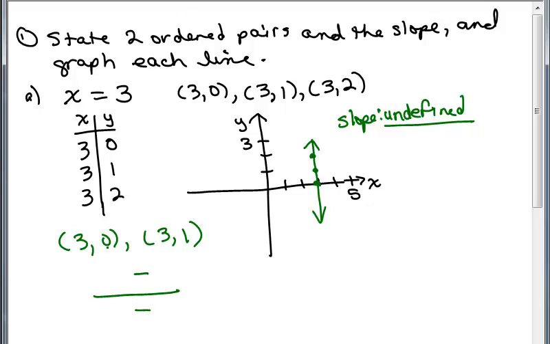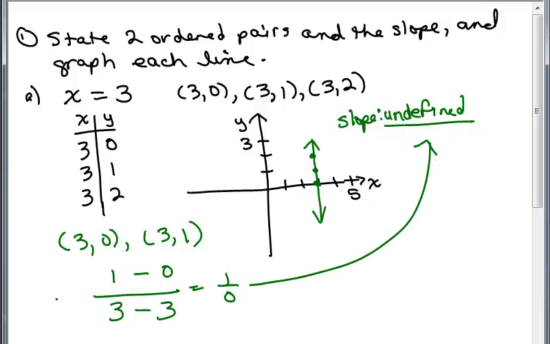So we take one of the ordered pairs and put y over x. How about we put 1 over 3? And the other ordered pair, we're going to put y over x. How about 0 over 3? And that gets 1 over 0, but 1 over 0 is not defined. So you would still get that the slope was undefined. So that's problem A.